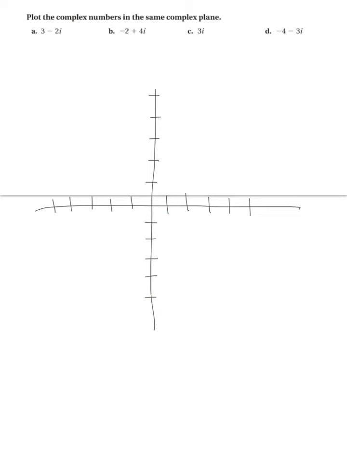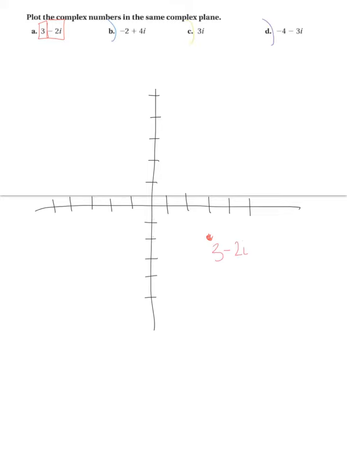So we'll plot letter A together. So I need to go 3 on the real axis, and it's a positive 3, so I need to go right 3. And I need to go negative 2 on the imaginary axis, so that would be down 2. And I would plot my point. Alright, I would like you to try the next 3 on your own.